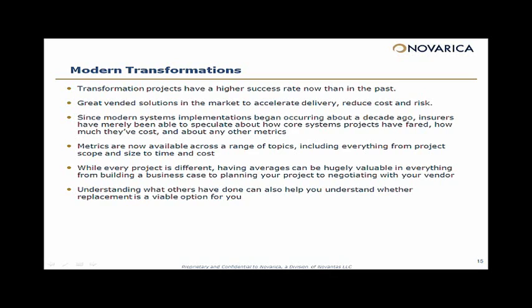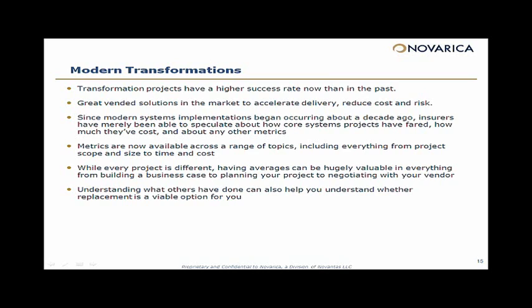Because we've had so many successes, we are finding now that for the first time we have some metrics that we've been able to gather about these types of projects. And in the remainder of this presentation, I'm going to go through the metrics that we gathered during a survey that we conducted at the end of last year around policy admin replacements. So we're going to talk about costs and time frames and challenges and things like that.